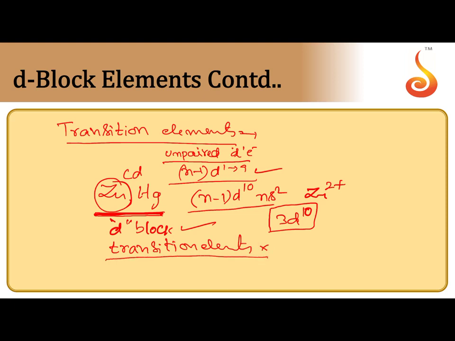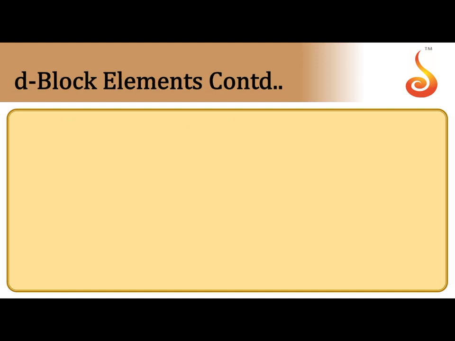So, all transition elements are D block, but all D block elements are not transition elements. Next, coming to the characteristic properties of D block elements, especially oxidation state based on the electronic configuration.